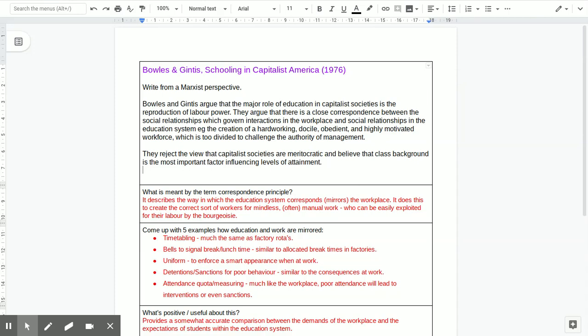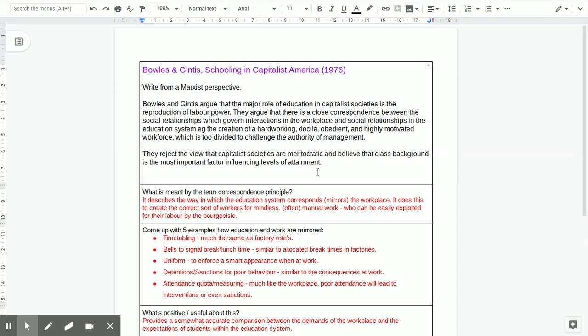Equally, things like uniform, so turning up to school really smart and whatnot, that is breeding an ideal worker. Okay, someone who's very hardworking, someone who is presentable, who is obedient, and highly motivated. All of those things were really, really important to bosses, the bourgeoisie, according to Marxists, and the education system made it very, very easy for these new workers to go straight in and begin working.